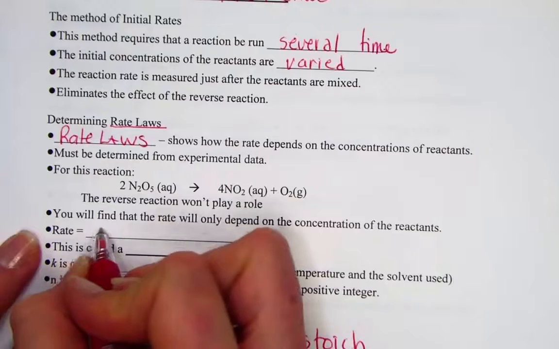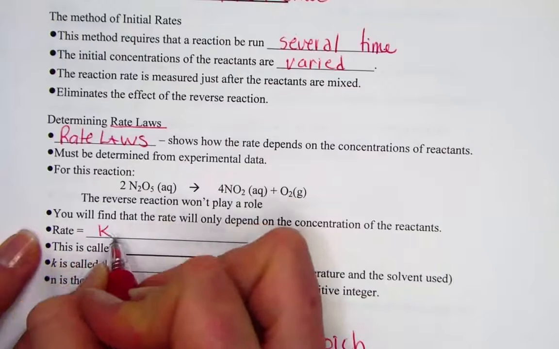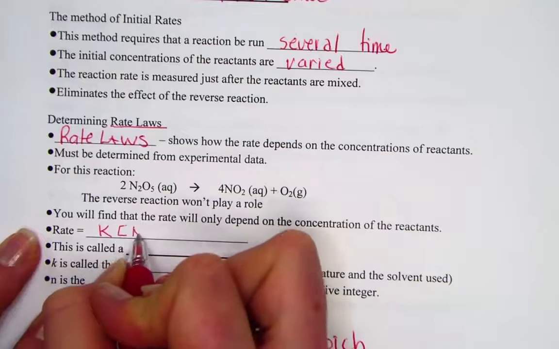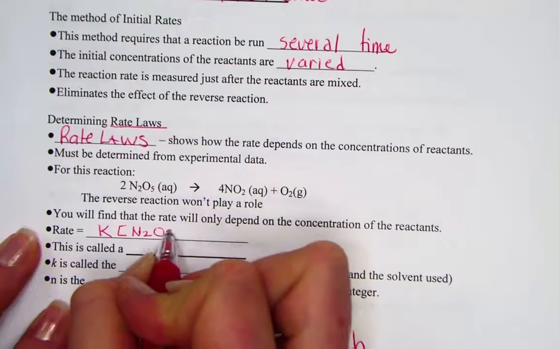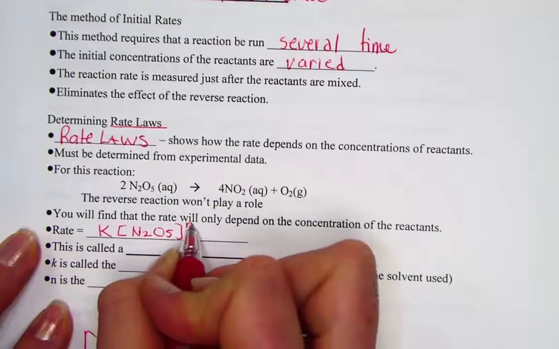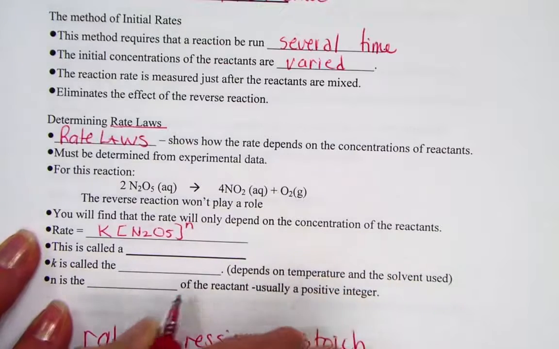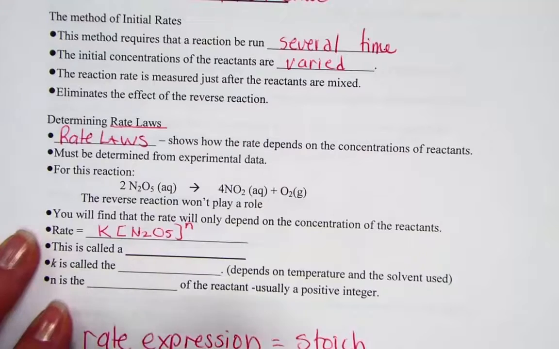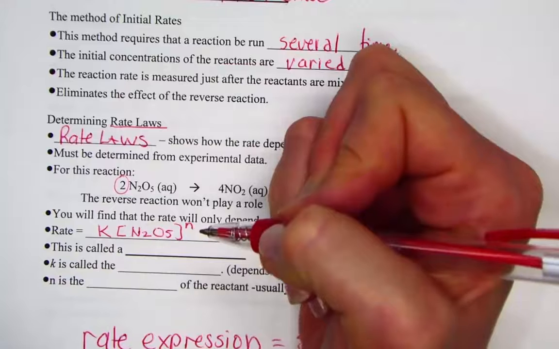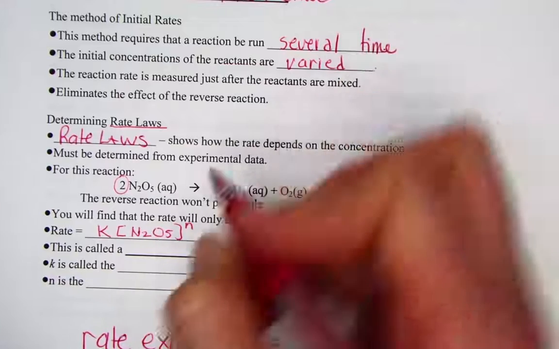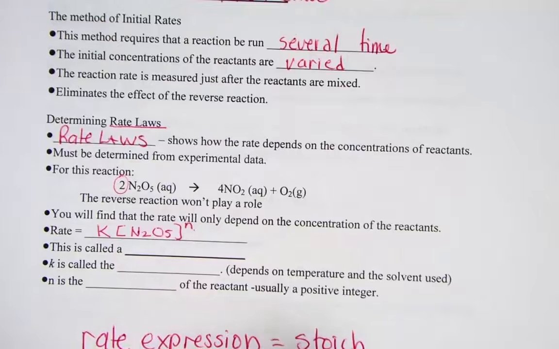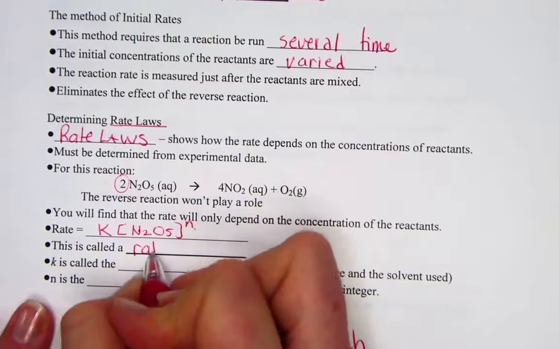The rate is equal to k, which will be the rate law constant, times the concentration of N2O5, notice that's the reactant, raised to some power we do not know. I'll just make up a letter called n. It is not squared. It has nothing to do with the coefficient. It has to be experimentally determined, and I'll explain how. This is called a rate law.